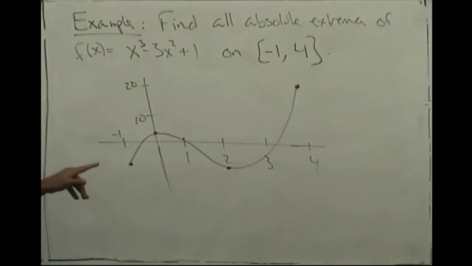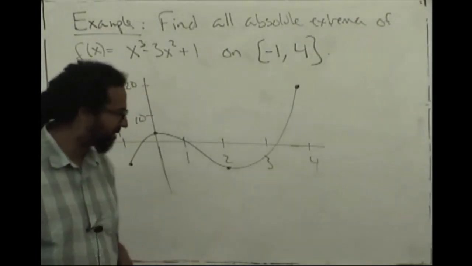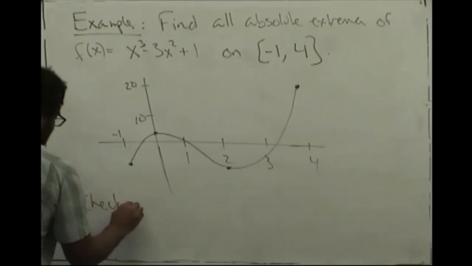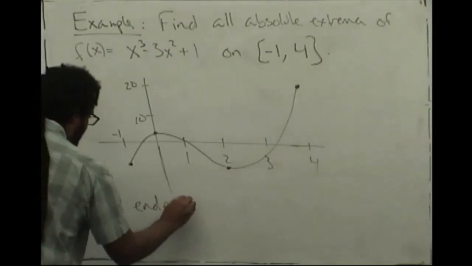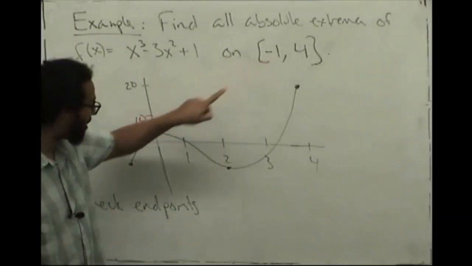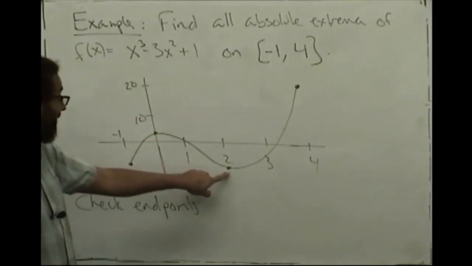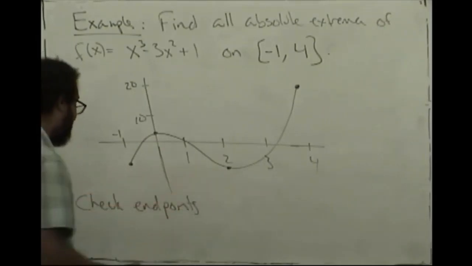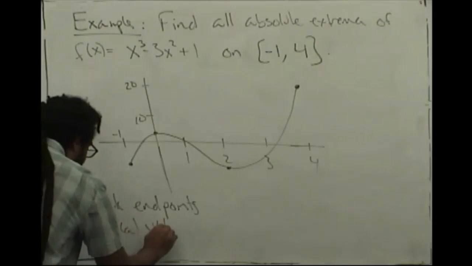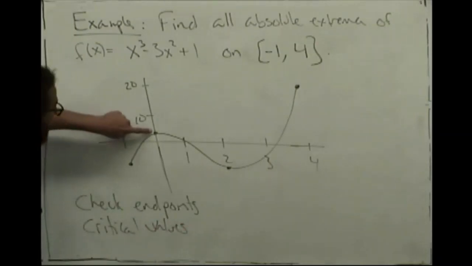Now, the possible extreme points can occur at one of two types of places. So we need to check the endpoints. Here you can see that there's a lowest point at the endpoint of our closed interval. It also happens at this other spot. So also at critical values. But just because you're a critical value doesn't mean that you're an extreme point.